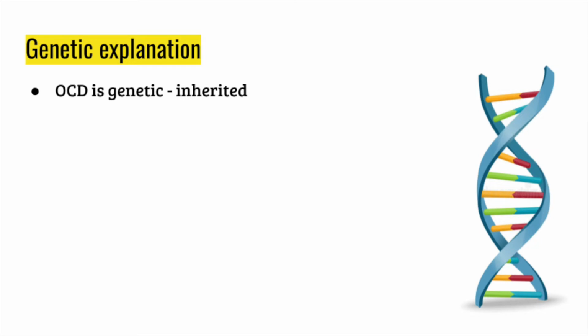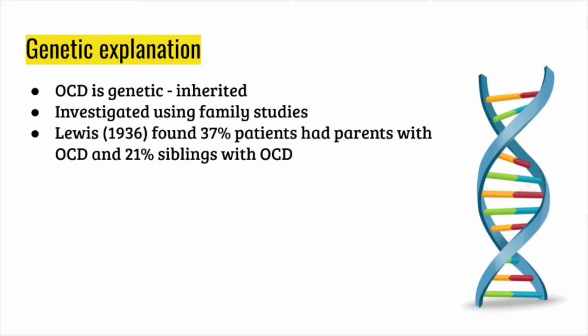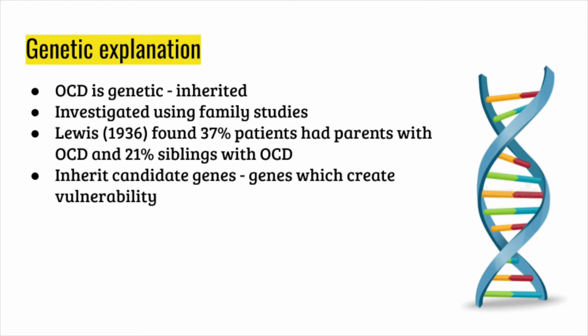So the genetic explanation would argue OCD is inherited. The heritability of OCD has been investigated using family studies and comparing concordance rates. Lewis et al. found that 37% of patients had parents with OCD, and 21% had siblings with OCD, suggesting a genetic link. Patients inherit candidate genes. These are genes which create a vulnerability for OCD.